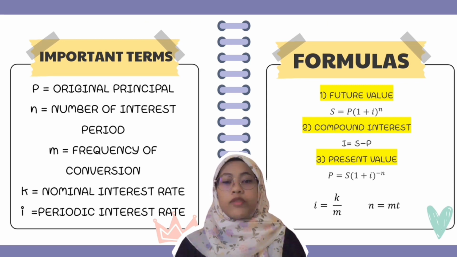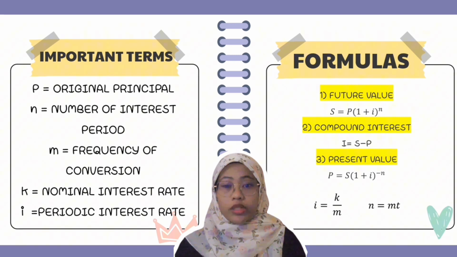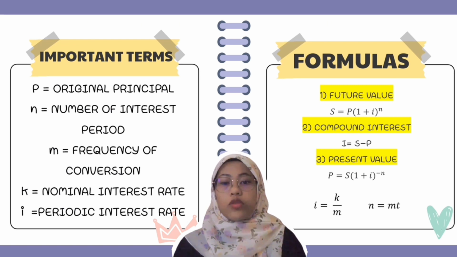First one is the future value formula. It is S equal to P (1 + i)^n. We can also find the value of compound interest by using the formula I equal to S, the future value, minus P, the principal value. To find the present value, we must use the formula P equal to S (1 + i)^-n.